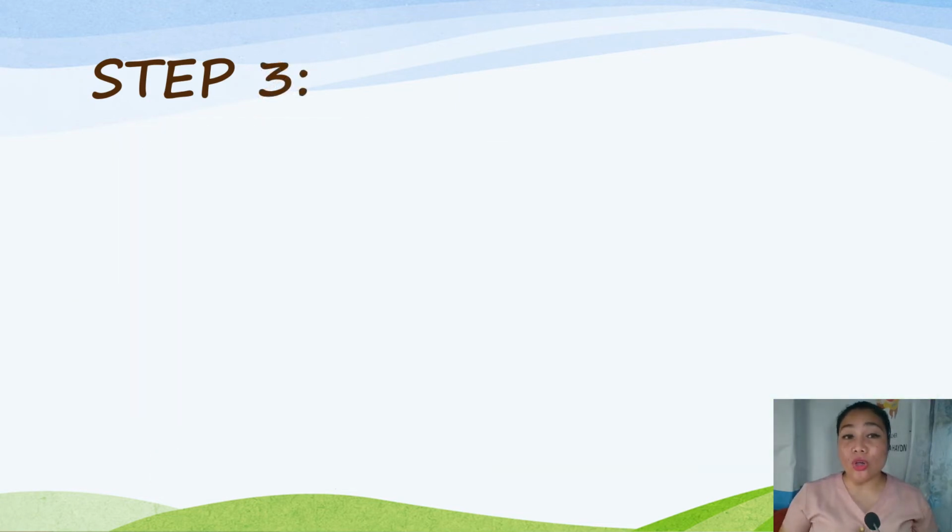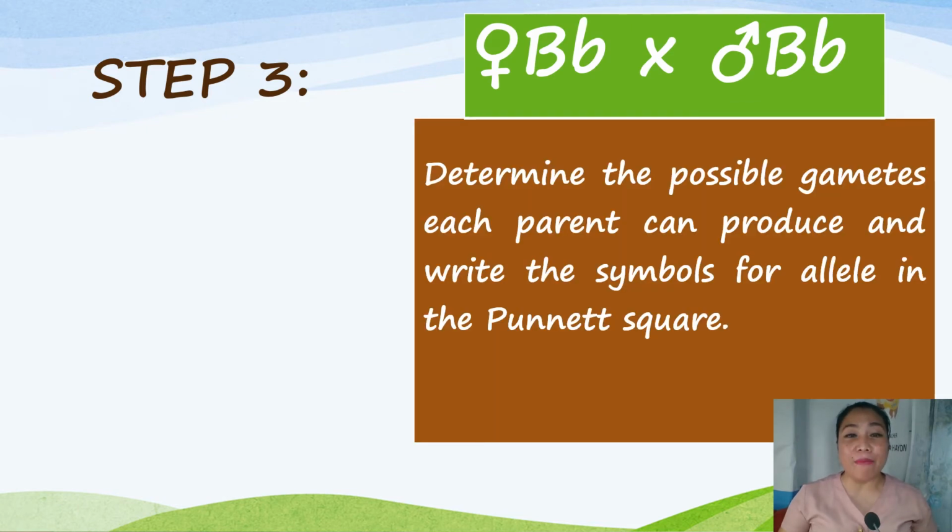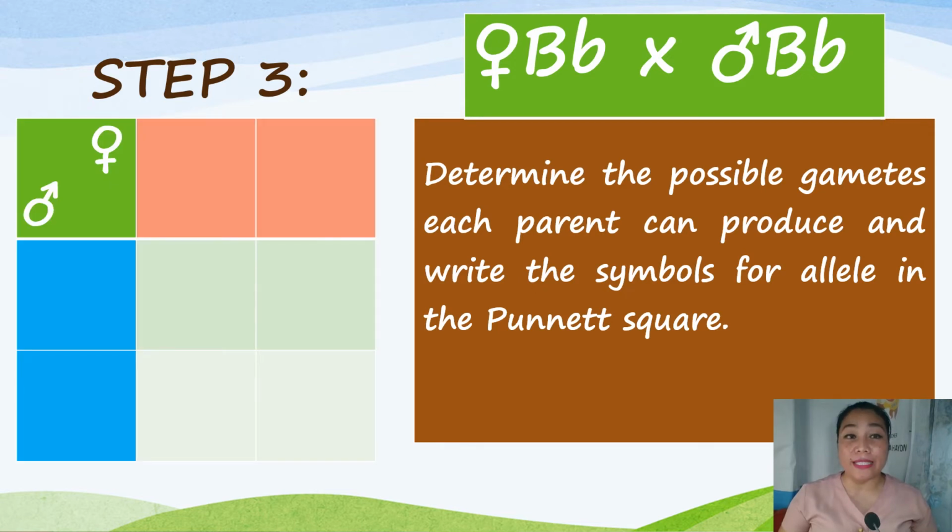From the results of step number 2, let's determine the possible gametes each parent can produce and write the symbols for allele in the Punnett square. In a monohybrid cross, the Punnett square consists of 4 boxes. Let the y-axis be the gametes for the father, and let the x-axis be the gametes for the mother.